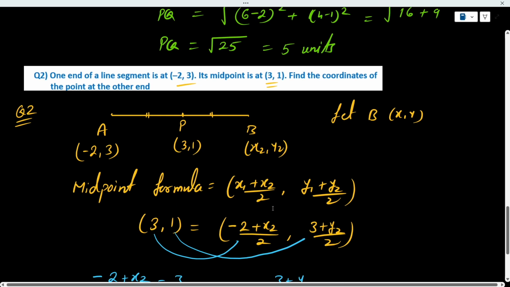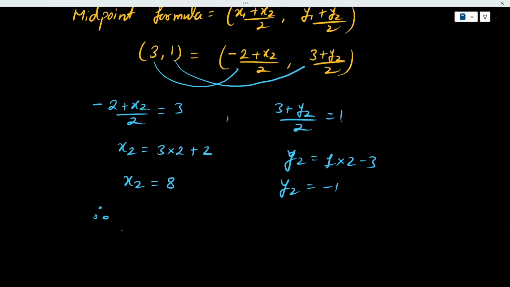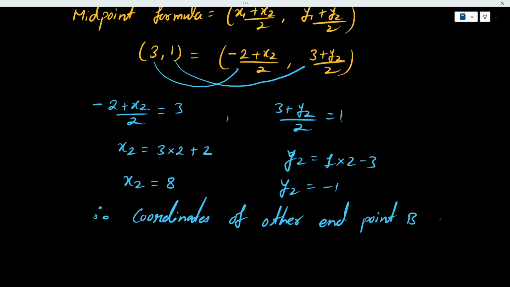So what are going to be the coordinates of the other endpoint here? The other end is going to be 8 comma minus 1. So here you have to conclude your answer. Coordinates of the other endpoint, which I have taken in this figure as B, is 8 comma minus 1. In order, you always write down the x coordinate first and then the y coordinate. So these are the types of questions.